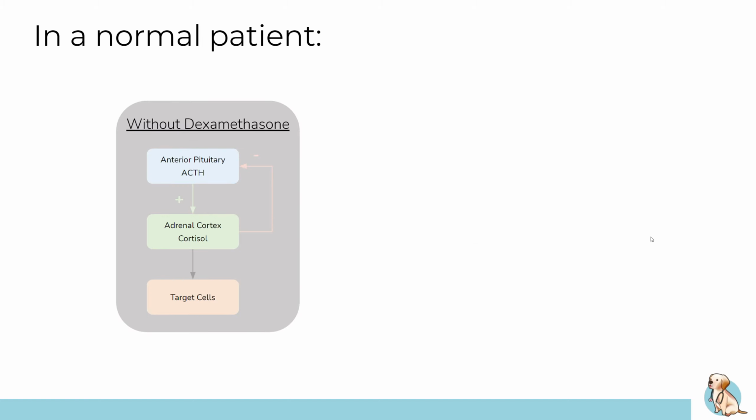Okay, so we'll start with looking at a normal patient. So this is part of the feedback loop that we were looking at before. So in a normal patient without the dexamethasone, you have the anterior pituitary that's producing your ACTH. That goes to the adrenal cortex to produce cortisol, which goes to your target cells, and also does the negative feedback loop. So if you have high levels of cortisol, that will decrease the levels of ACTH.